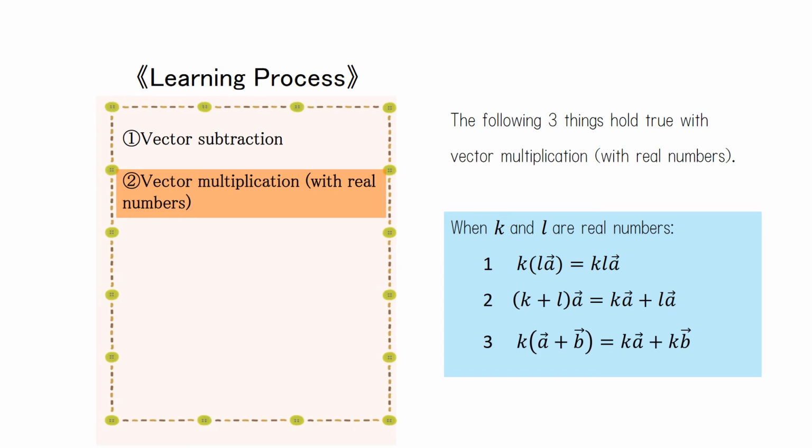The following three things hold true with vector multiplication. When k and l are real numbers, then k parentheses l vector A parentheses equals k l vector A. Parentheses k plus l parentheses vector A equals k vector A plus l vector A. Finally, k parentheses vector A plus vector B parentheses equals k vector A plus k vector B.